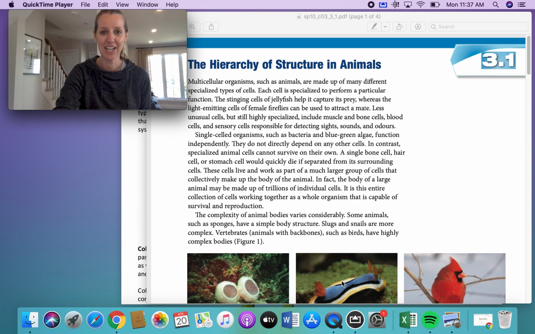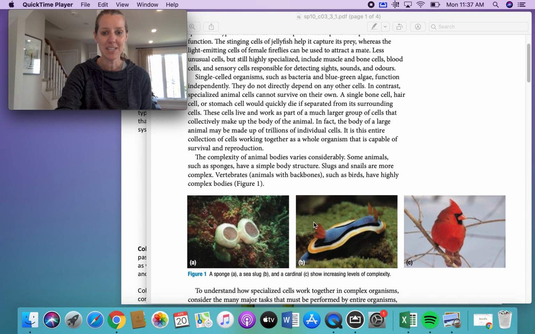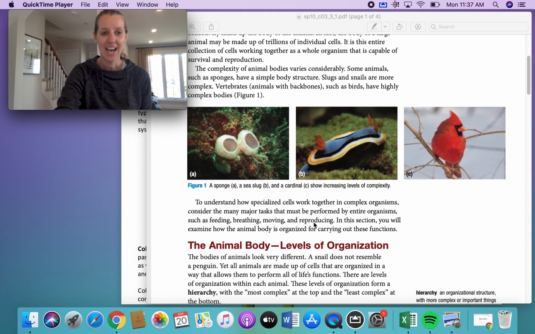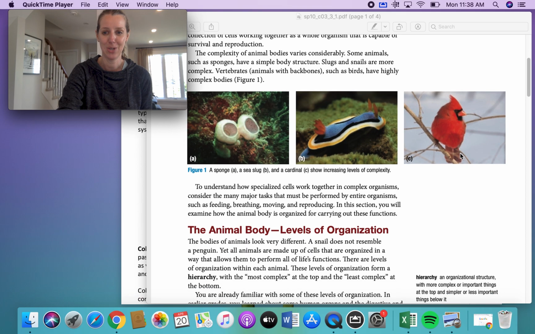So we're looking at the hierarchy of living organisms, and this is where we start looking at how things are least complex to most complex. So you can think of that in terms of organisms, like a sponge here, or a sea slug going to a cardinal, or a human being. You can think of those as very complex organisms.